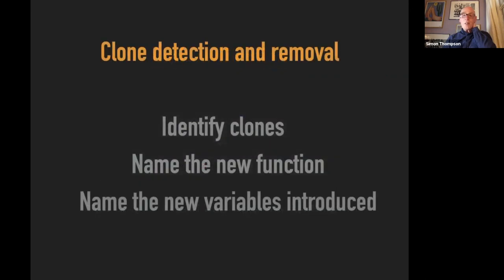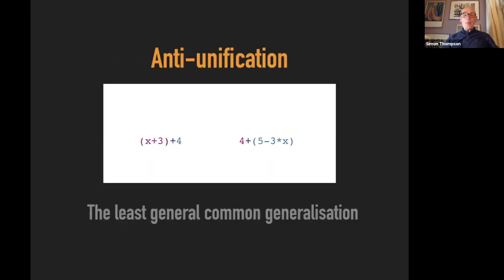Oops, sorry, my animation has gone wrong there. This is what happens when you mess with your slides too much. What that should do finally is say f of x plus 3 and 4 on the left and f of 4 and this expression on the right. So we're able to replace both those expressions by calls to this function, and the function embodies the clone. And we're able to look for that. We built a tool for Erlang that does that and does it pretty efficiently. It uses a string matching algorithm to locate clones and sequences of expressions.